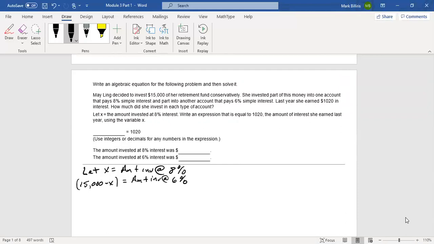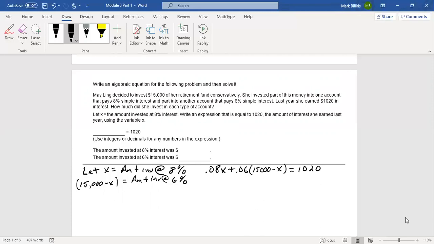So how do we set up the equation? Well, the amount of interest you earn is the percentage times how much you invested. So we change 8% to a decimal. 0.08x is how much interest she earned at 8%, because she was making 8% and she invested X amount, plus at 6%, she made 0.06 times the amount she invested, which was 15,000 minus X. And that equals the total interest earned. The interest earned was 1,020.